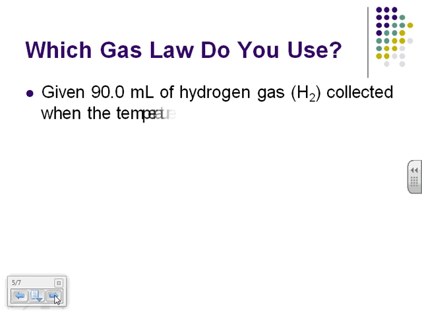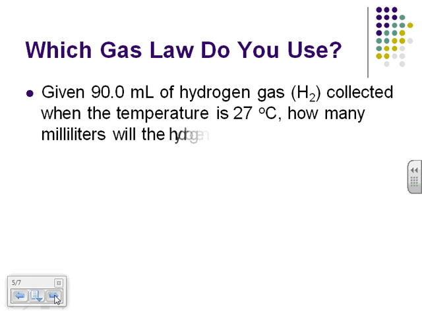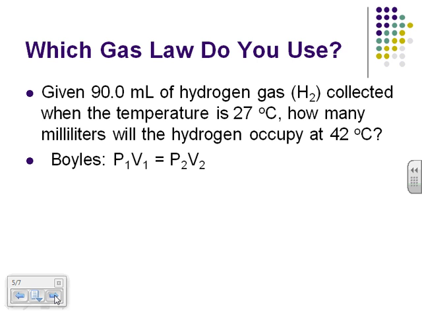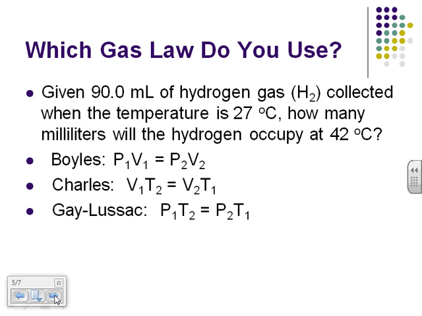So we have some questions here that ask us, which gas law will we use? We're not going to solve these problems. We're just going to decide which gas law we're going to use. So given 90 milliliters of hydrogen collected when the temperature is 27 degrees C, how many milliliters will the hydrogen occupy at 42 degrees C? So we need to decide what gas law to use. Again, if we write down our knowns and unknowns, it's going to be very easy.